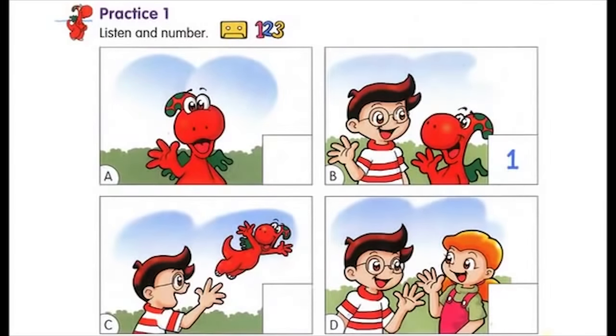Page 5. Practice 1. Listen and number. Number 1. Hi. Hello. Number 2. Hi, Jenny. Hello, Tony. Number 3. Hello. Number 4. Goodbye, Gogo. Bye, Tony.